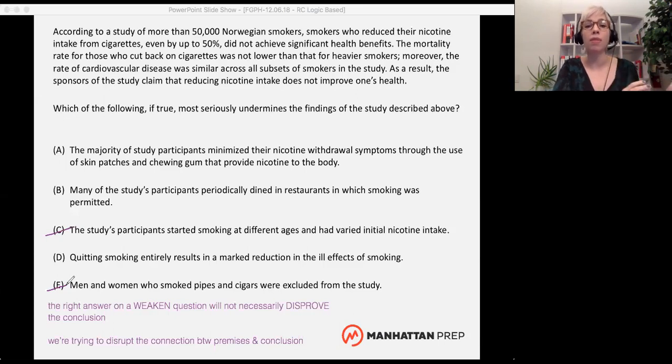Basically, we're going from these results saying this group of people who are up to 50%, who reduced smoking cigarettes, they didn't have better health impacts for mortality or cardiovascular disease. And then from that, we're concluding reducing your nicotine doesn't improve your health.